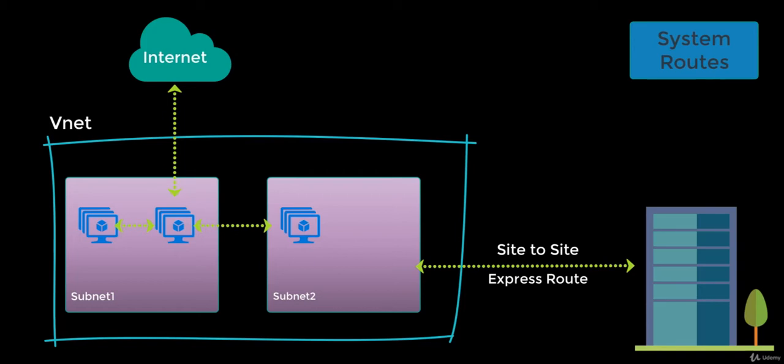System routes are automatically created and managed by Azure. They are assigned to each subnet in a virtual network. You cannot create system routes, you cannot remove the system routes, but you can definitely override those system routes using something called custom routes or user-defined routes. Azure creates default system routes for each subnet and adds additional default routes to specific subnets or every subnet when you use specific Azure capabilities.